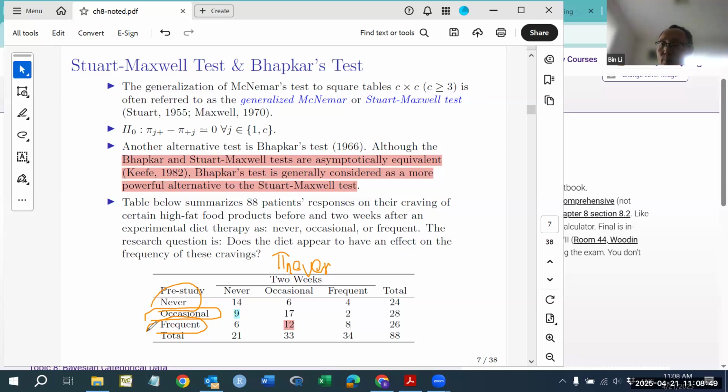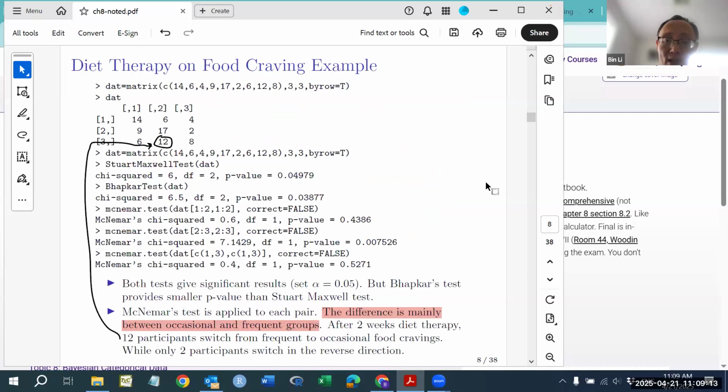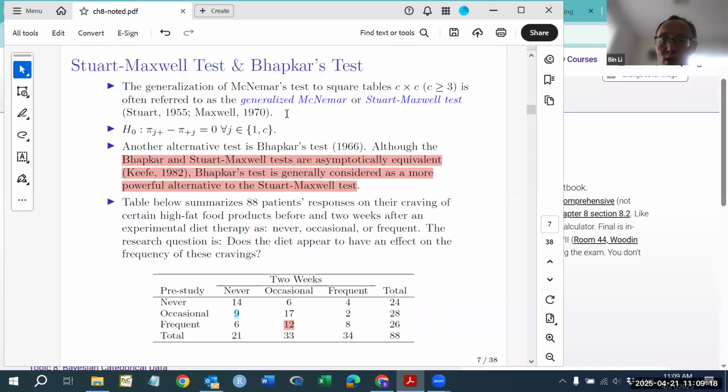Pi 1+ equals pi +1, and pi 2+ equals pi +2, and pi 3+ equals pi +3. Okay, so that's the null hypothesis. And the alternative is that at least one of them is different. At least one of the equations does not hold. Okay, so this is the generalized McNemar test. And there is an alternative test that can do the same test.